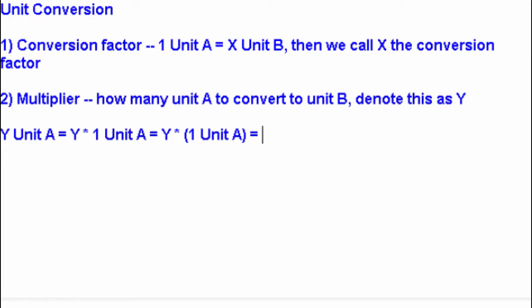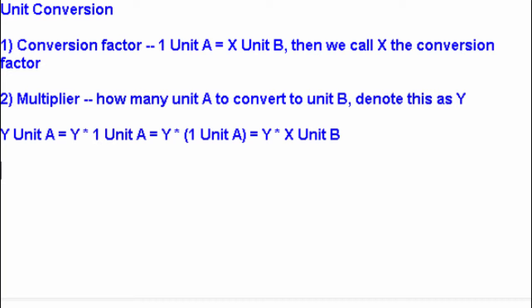Coming back to the equation, y times 1 unit A, and we already know from the conversion factor that 1 unit A is equal to x unit B. Substituting 1 unit A with x unit B gives us y times x unit B. There you go. We have just converted from unit A to unit B. To convert y unit A, you'll get y times x unit B. All this is looking a little abstract, so let's go ahead with some examples.